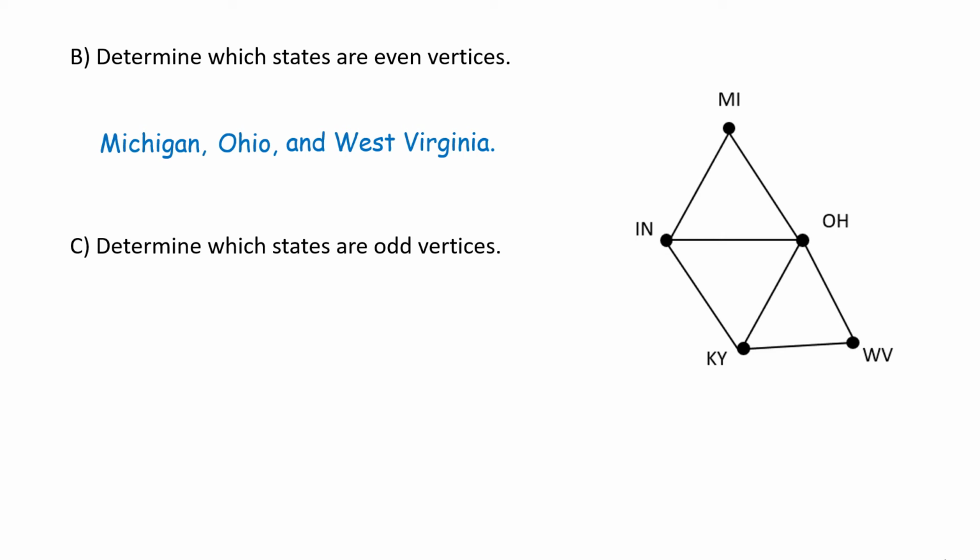Part C. Determine which states are odd vertices. The first one I notice is Indiana. It has 3 edges coming out from its vertex. And finally, Kentucky. Kentucky also has 3 edges coming from its vertex. Another way to see this is that Kentucky borders these 3 states.